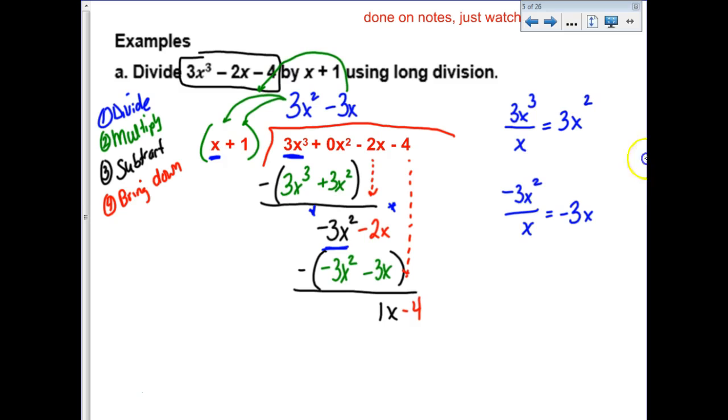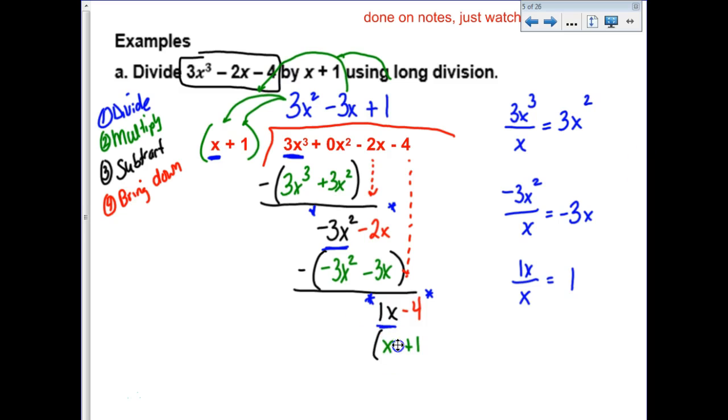And now we have to repeat the process again. So this is your new problem that you're looking at. You take your lead term, which is 1x, and you're dividing it by your lead term of your divisor, which is x. And when you take 1x divided by x, you get 1. So up here you're writing a positive 1, and you multiply into the divisor. You get 1x plus 1.